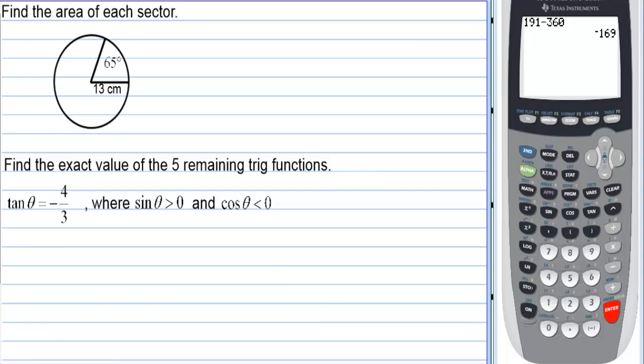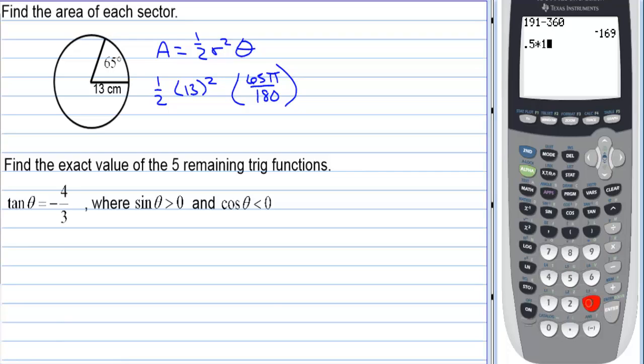Find the area of each sector. The area of a sector is equal to 1/2 r squared theta, where theta must be in radians. It doesn't make sense to take the radius times degrees. It makes sense to take the radius times radians. So we need 1/2 times 13 squared times 65 pi over 180, and that's turning the degrees into radians.